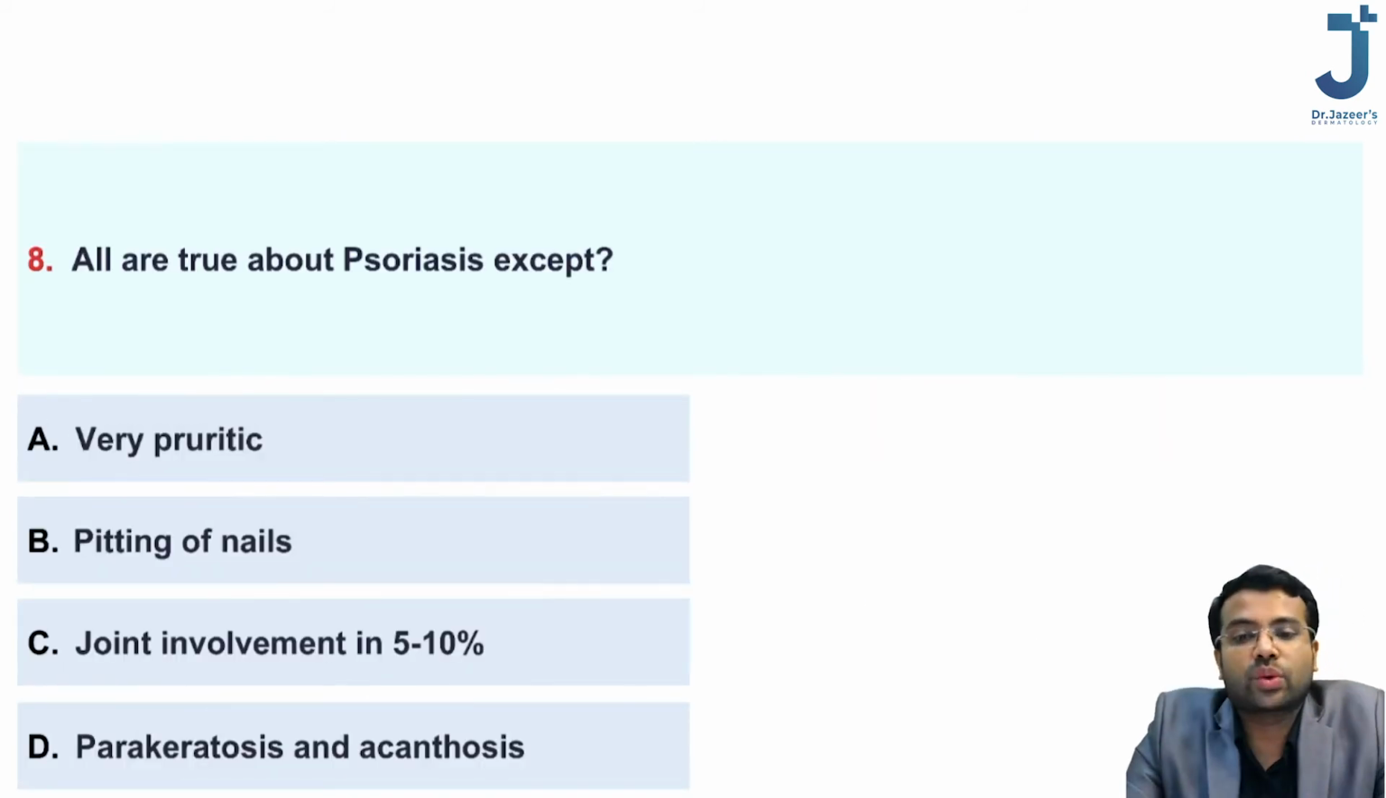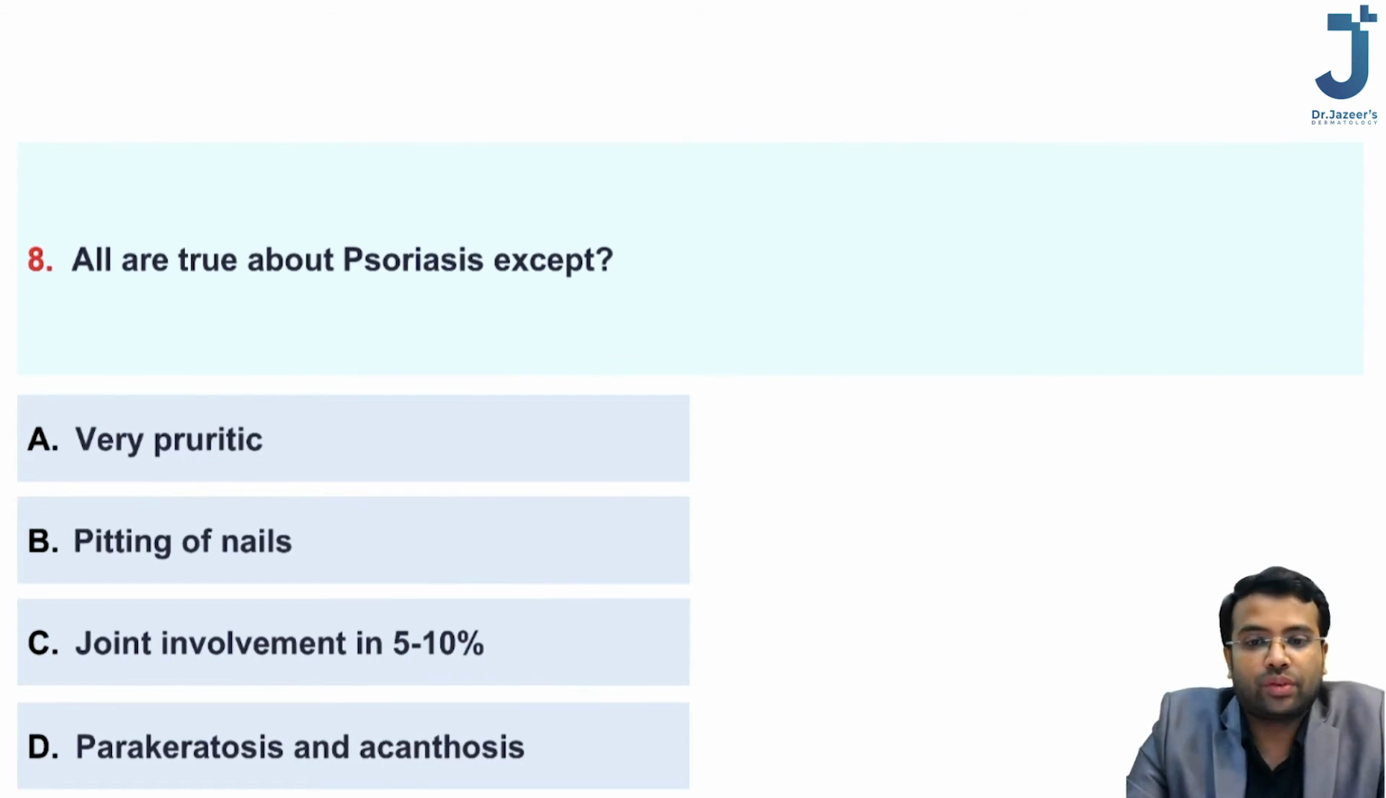So let's see the next question, that is, all are true about psoriasis except. First one, it is a very pruritic condition. Second one, there is going to be pitting of nails. Third one, joint involvement in 5 to 10%, and option D, parakeratosis and acanthosis. So let us see what happens in psoriasis.